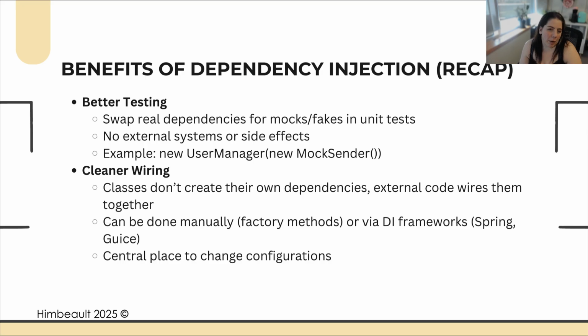We also get cleaner wiring, right? So the classes are not creating their own dependencies. External code wires all these pieces together. And when we talk more about things like factory methods, we'll learn about how we can be doing this through these external code mediums, like a factory method, or there's also some dependency frameworks like Spring is another option.